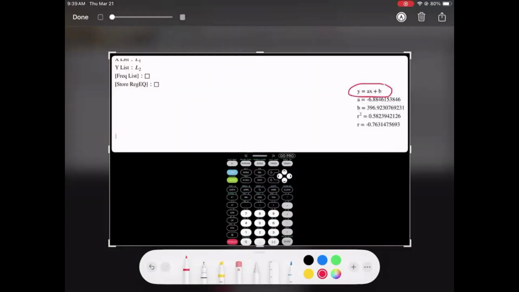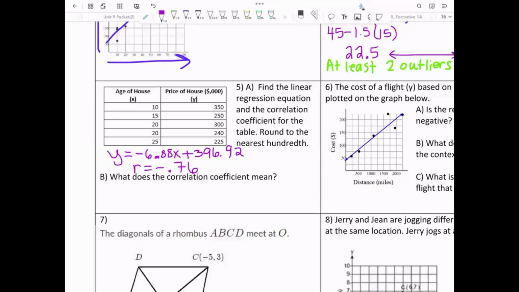So we have our equation, and then it gives us the A and B that we can plug into our equation, and then we're looking at the R value. Don't care about R squared right now. So we have our equation and we have our R value. Now we want to describe what that correlation coefficient means.